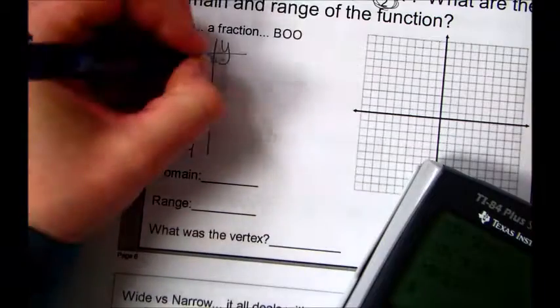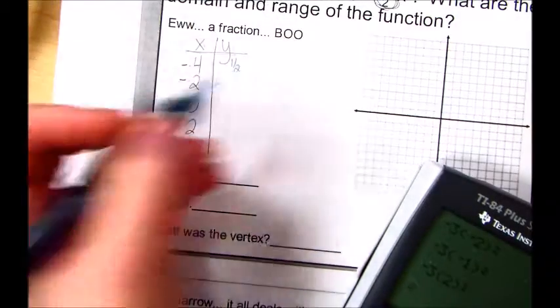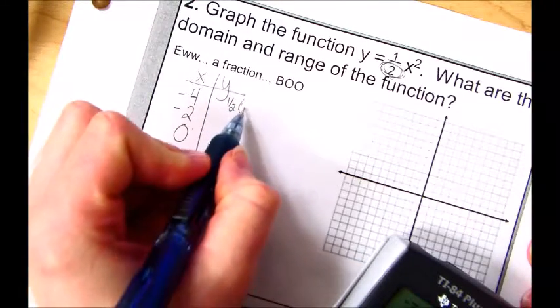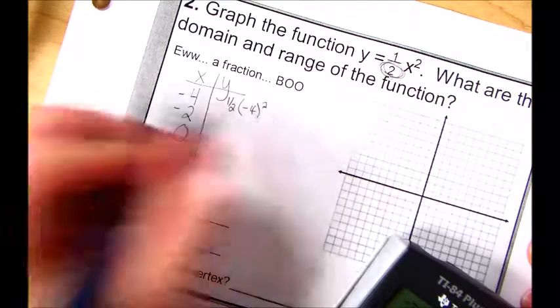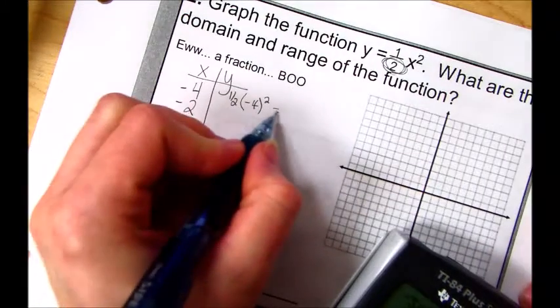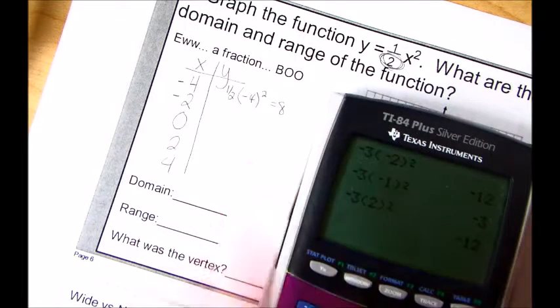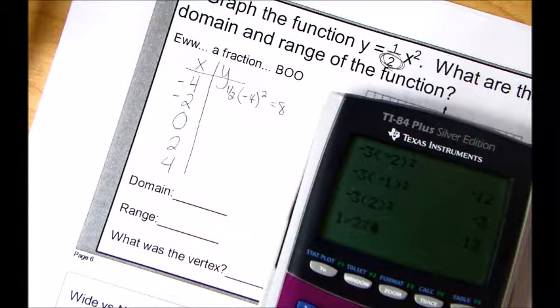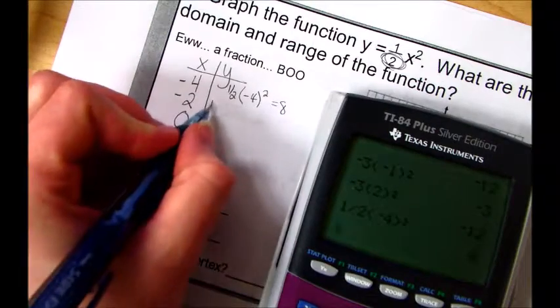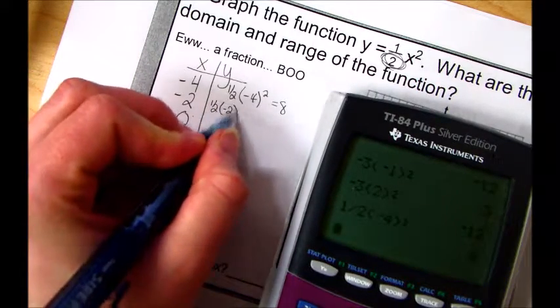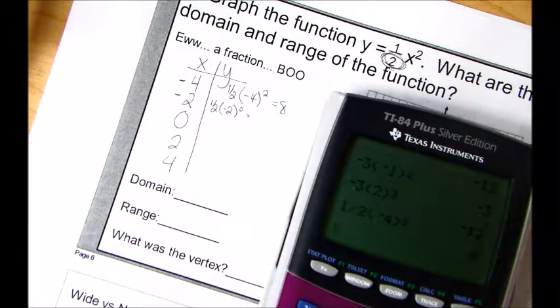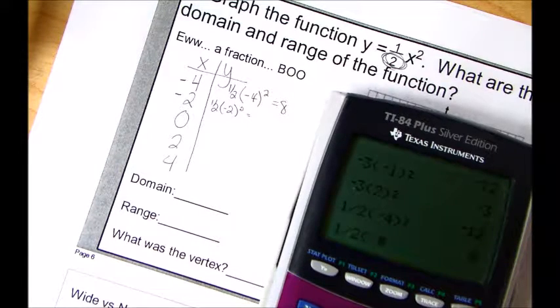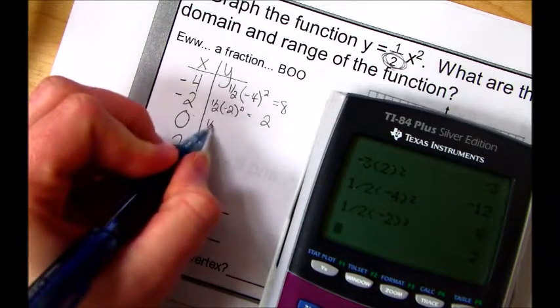So we're going to do 1/2 times (-4) squared. Well, (-4) squared is 16, times 1/2 is 8. If you struggle with that, 1/2 times -4 squared, that's how I get 8. Let's do 1/2 times (-2) squared. Ready? I get 2. Oh, I love plugging in 0.